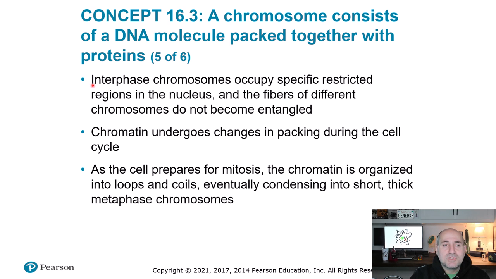During interphase, remember I said you cannot see those individual chromosomes. During interphase, chromosomes occupy specific restricted regions in the nucleus, and the fibers of different chromosomes do not become entangled. Chromatin undergoes changes in packing during the cell cycle. As the cell prepares for mitosis, the chromatin is organized into loops and coils, eventually condensing into short, thick metaphase chromosomes, those X structures you know and love.